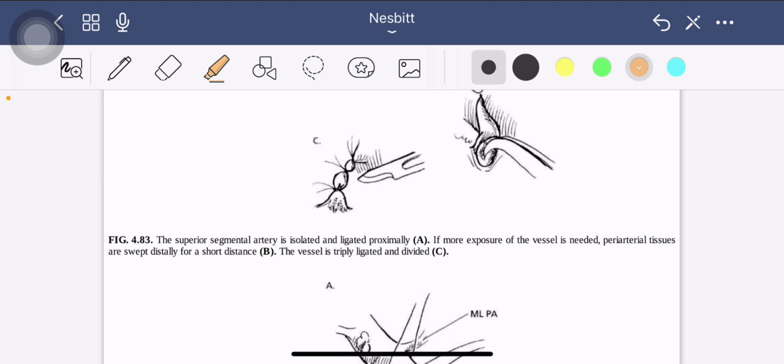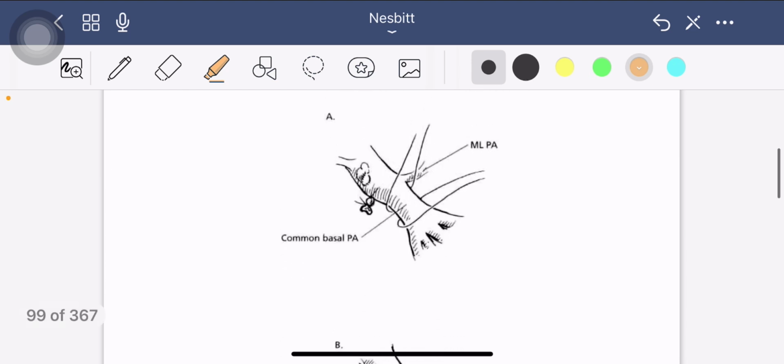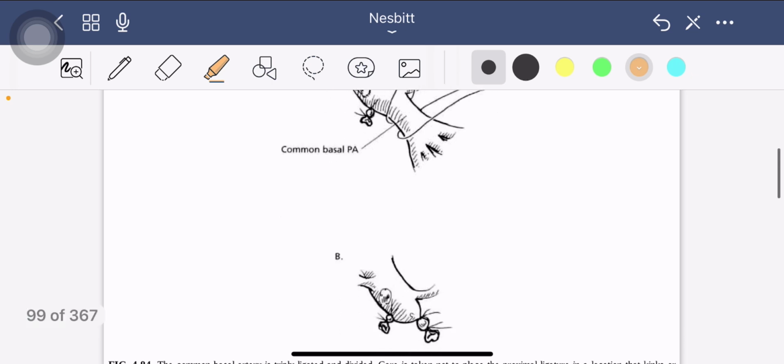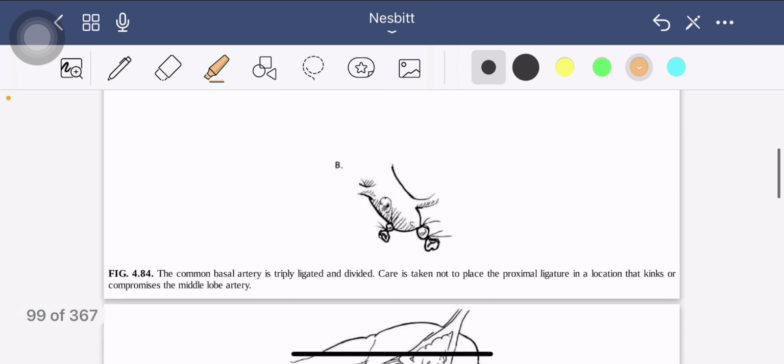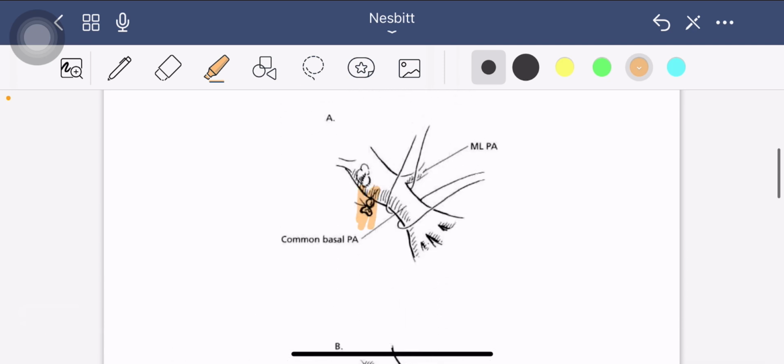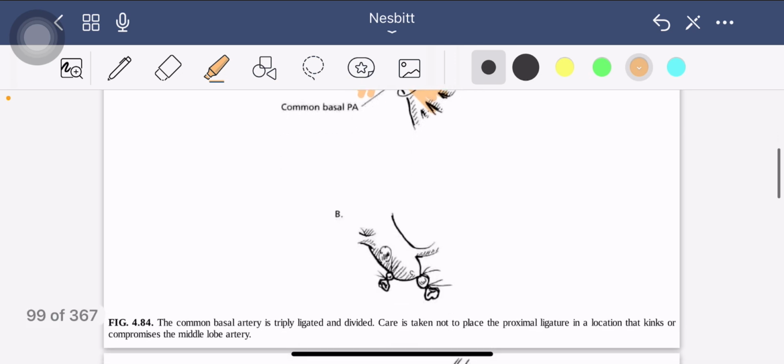The superior segment artery is isolated and ligated proximally. If more exposure of the vessel is needed, periarterial tissue is swept distally for a short distance and the vessel is triply ligated and divided. Then the common basal pulmonary artery and the middle lobe pulmonary artery.